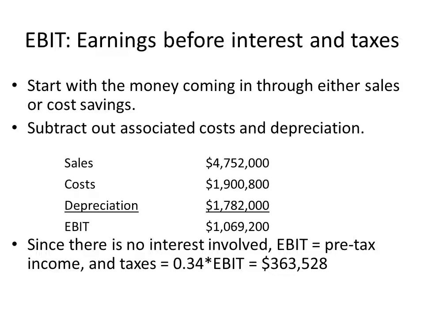$1,069,200. Now, typically to get pre-tax income, what we would do is take EBIT and subtract out the interest. But there's no interest involved here, so the EBIT is the pre-tax income. Remember, we do not include interest cash flows in capital budgeting projects. And so it's easy enough then to figure out our taxes. They're just 34%, which is the tax rate that they gave us, 34% of the EBIT, which turns out to be $363,528.